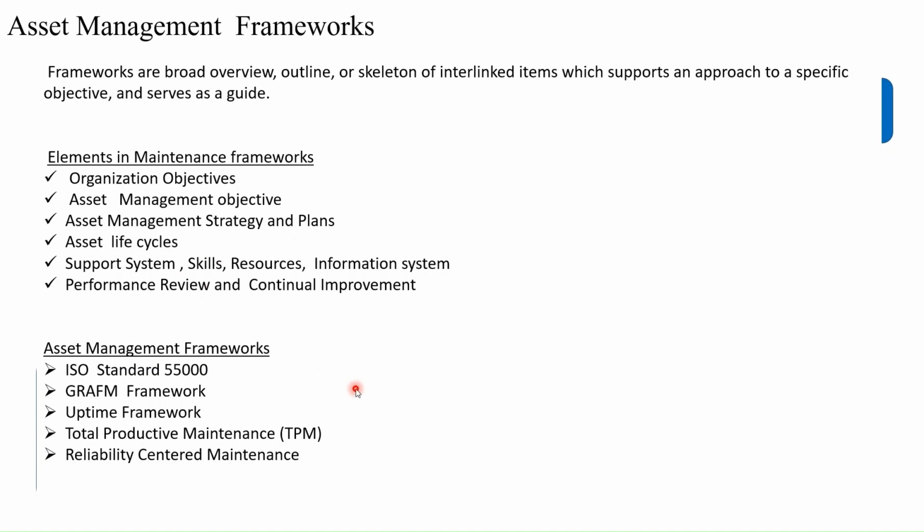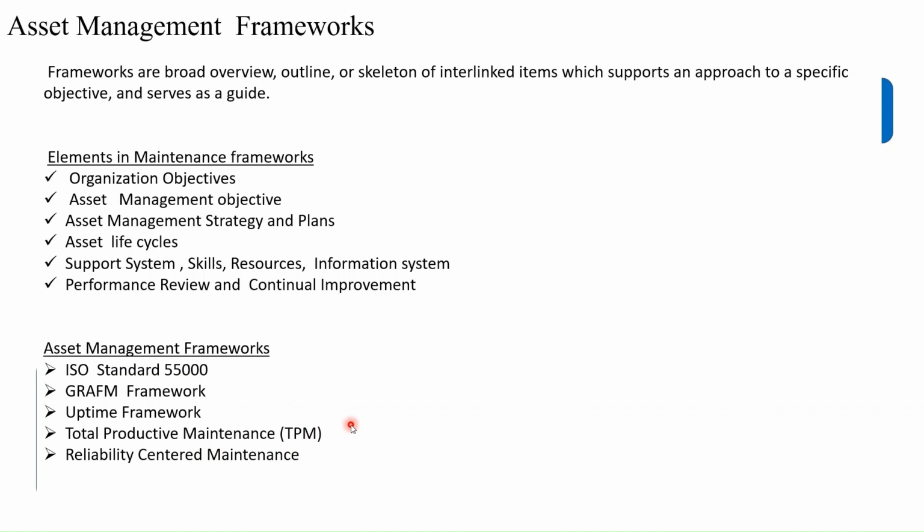Organization objectives. Asset management objective. Asset management strategy and plans. Asset life cycles. Support system, skills, resources, information system. Performance review and continual improvement.